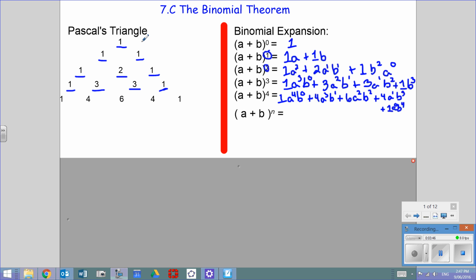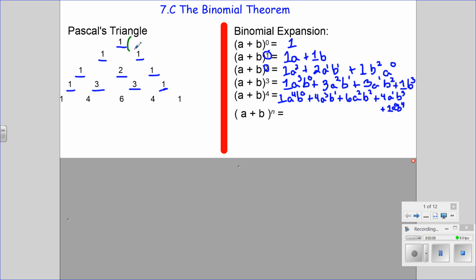In 7b and in our discussion on 7a, we also realized that this Pascal's triangle, the binomial coefficients, are winding up coming from a combination. So this 1 really comes from 0 choosing 0, and then here we have 1 choosing 0, and 1 choosing 1, and so on and so forth. So we're looking at this n choose r as our binomial coefficient.